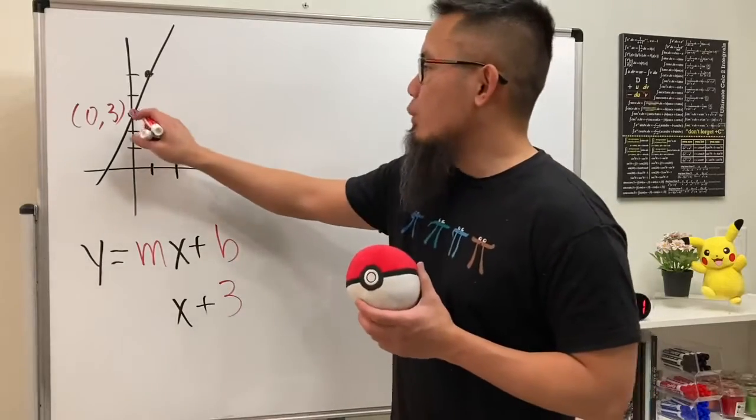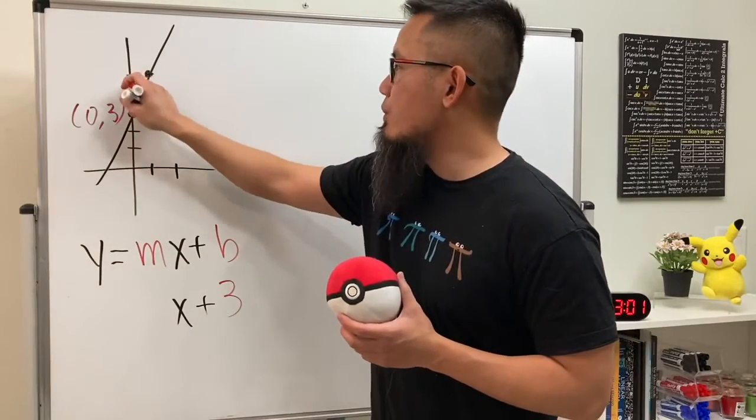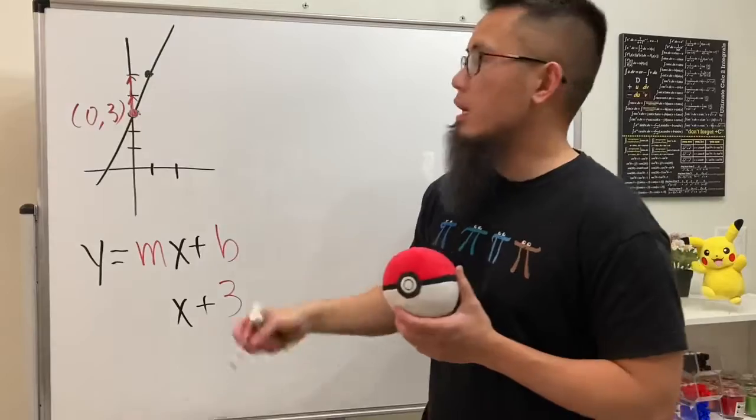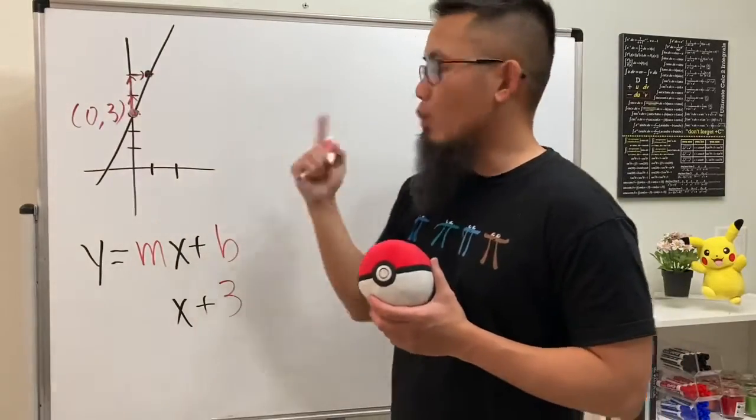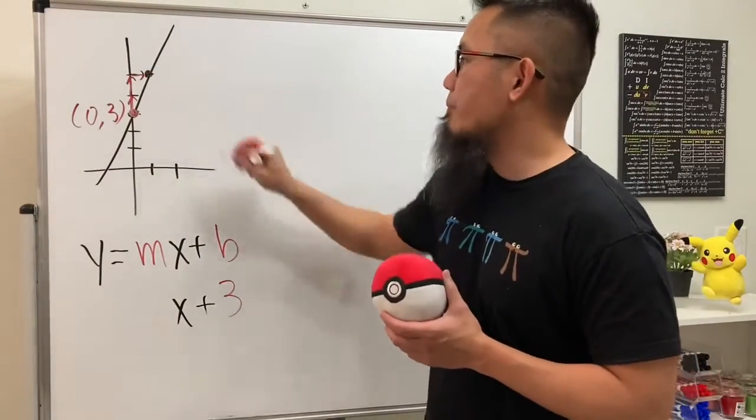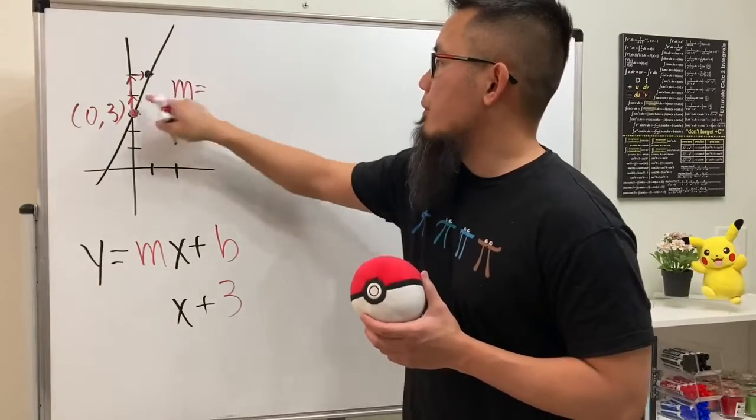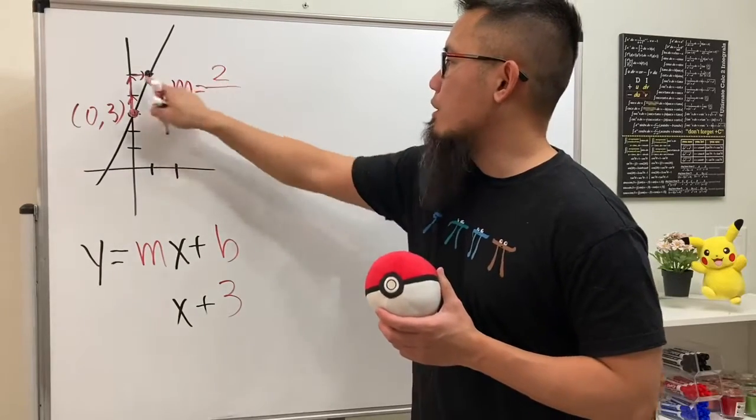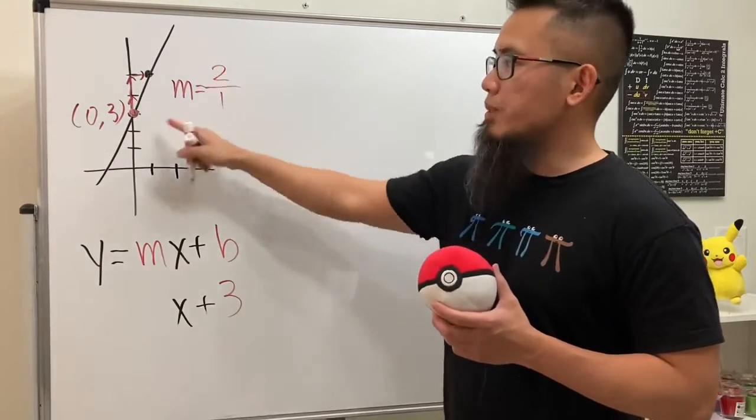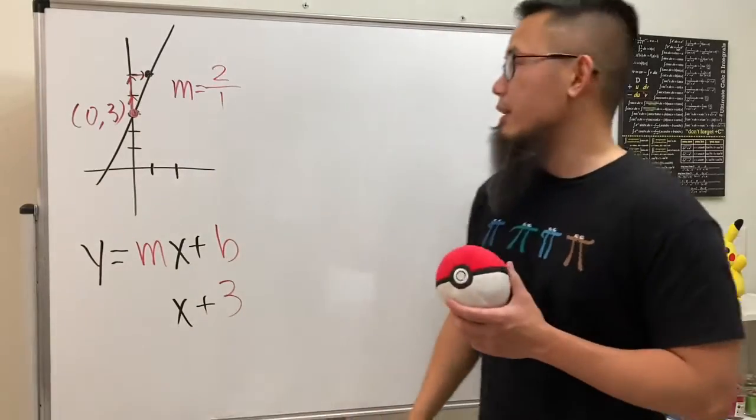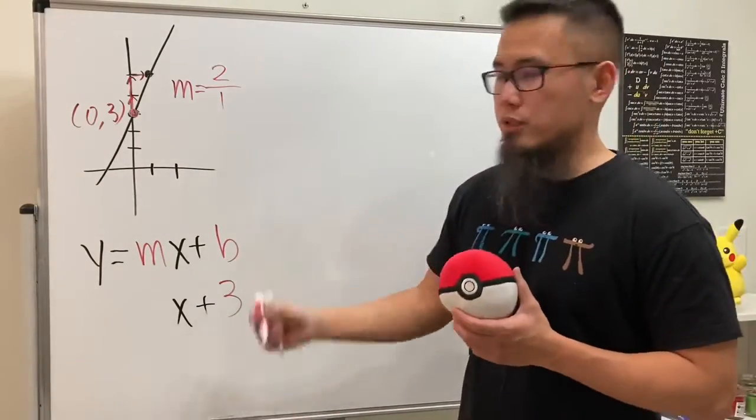So you see, we have to go up 1, 2, right? We went up twice, and then we have to go to the right one time. So went to the right one time. Therefore, the slope is going to be 2 over 1. And it's partially 2 because we went up twice. So the slope is just 2 over 1, which is just a 2.